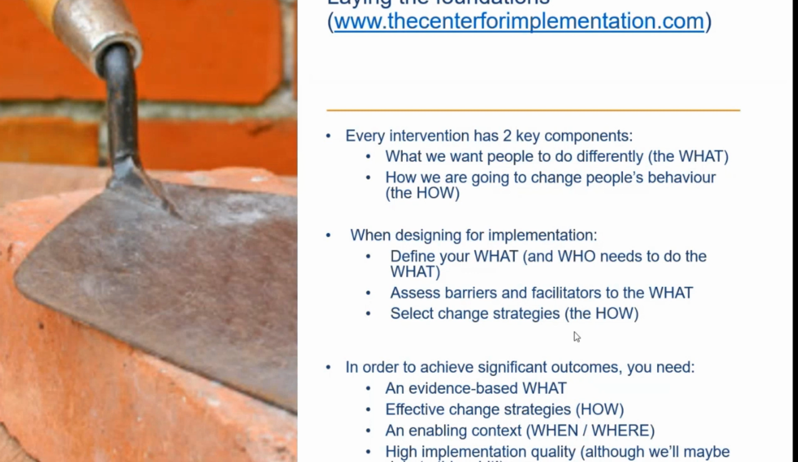Every intervention has two different components. What do we want people to do differently, or the what? And how are we going to change people's behaviour, or the how? So when you start thinking about your implementation process, what you need to focus on is finding your what and who needs to do the what. You also need to do some work assessing the barriers and facilitators to do the what. That's why we do process evaluations quite often, and also thinking about how you select your change strategies, or the how. So in order to achieve your significant outcomes, you need an evidence-based what, effective change strategies, so your how, an enabling context, so the where or when, and high implementation quality.